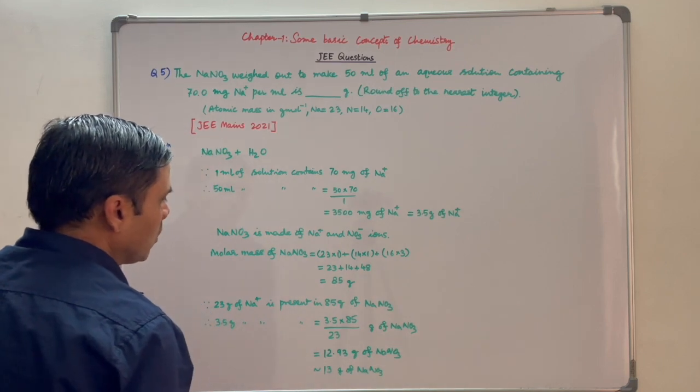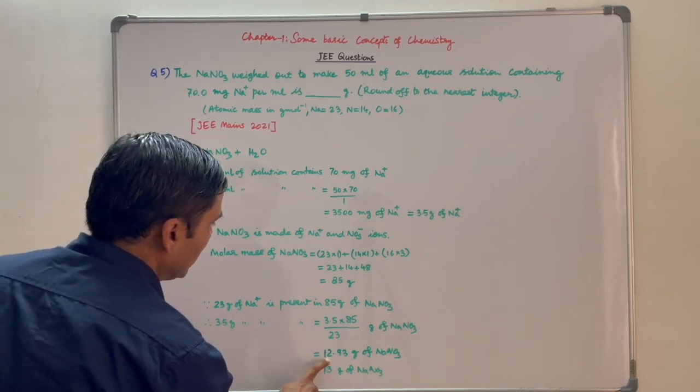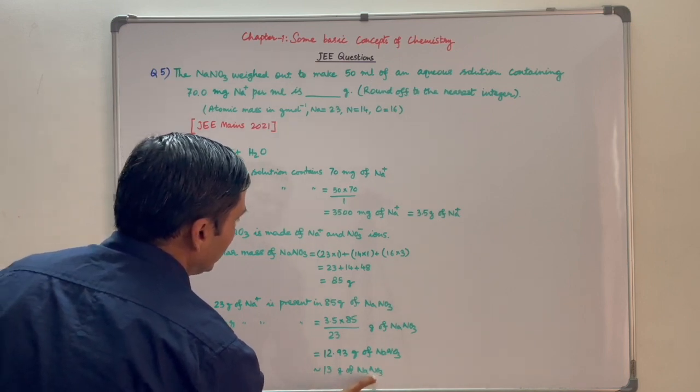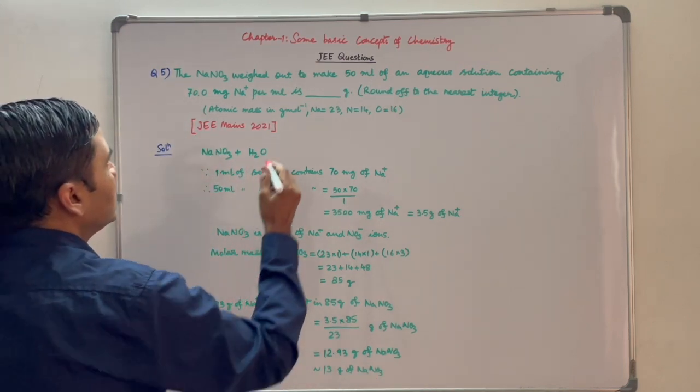Now we have to round off to the nearest integer. It will be equal to 13 or equivalent to 13 gram of NaNO3. So we will fill 13 here.